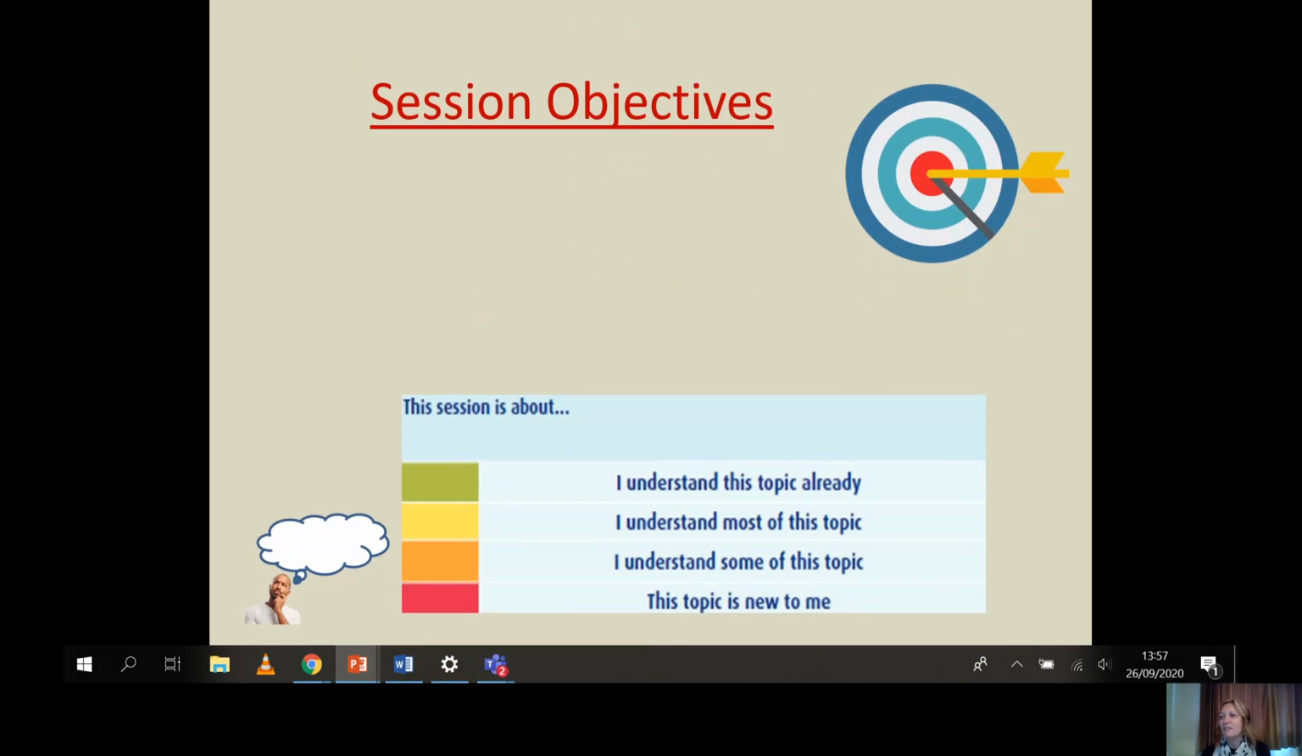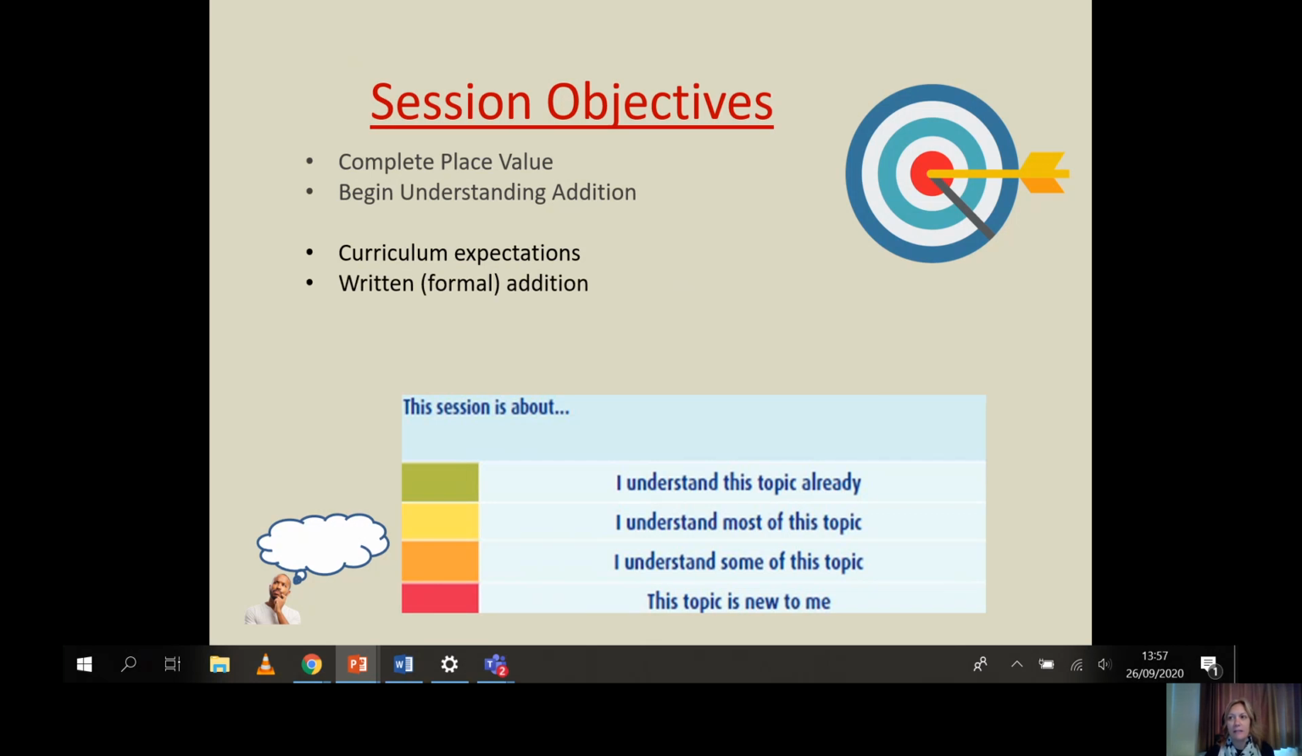So in this session, here are the objectives. We should be completing the work on place value. We'll begin to understand addition, and we'll look at some of the curriculum expectations around that. We will begin some written formal addition processes, look at some more vocabulary and some activities and games to play, including some resources that children will quite like to see in school.